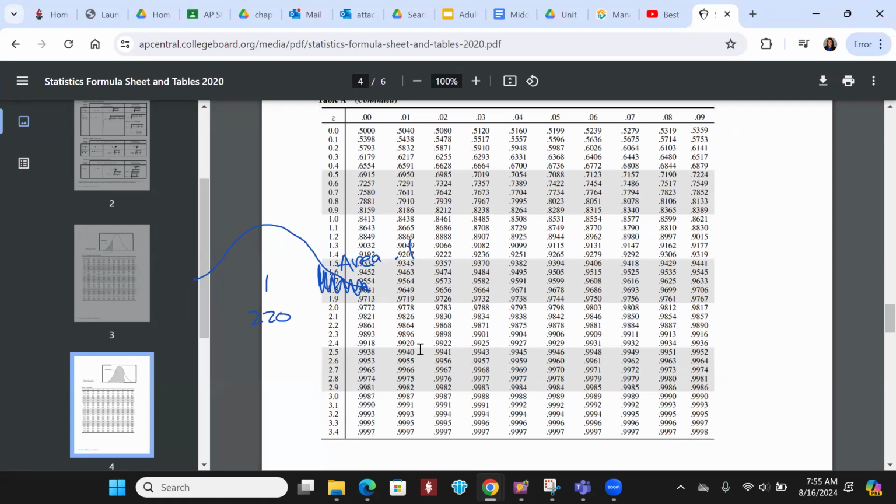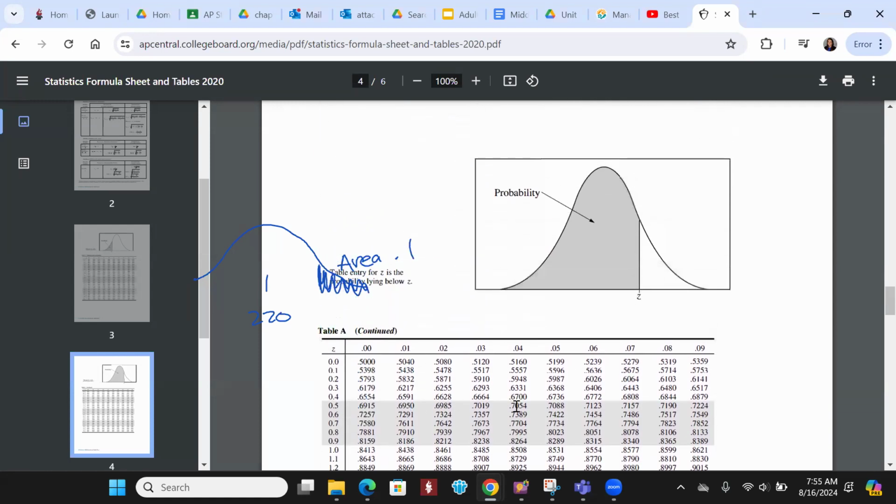Let me say it again. When you look up these numbers, we're looking at less than. We want the opposite. We want greater than 10%. So what is 1 minus 0.1? Which is going to be 0.9. So in here, we're looking for 0.90.